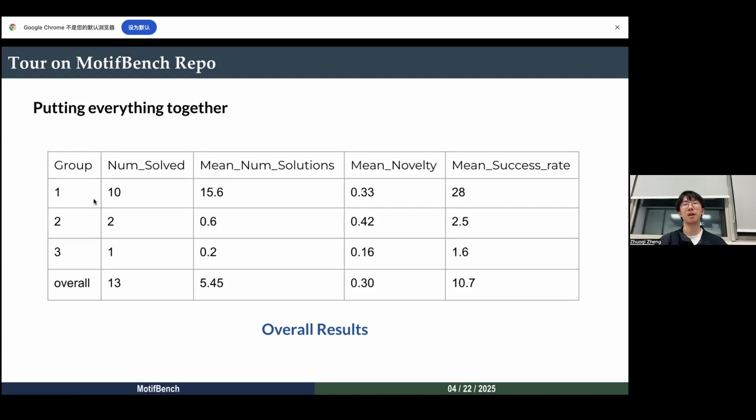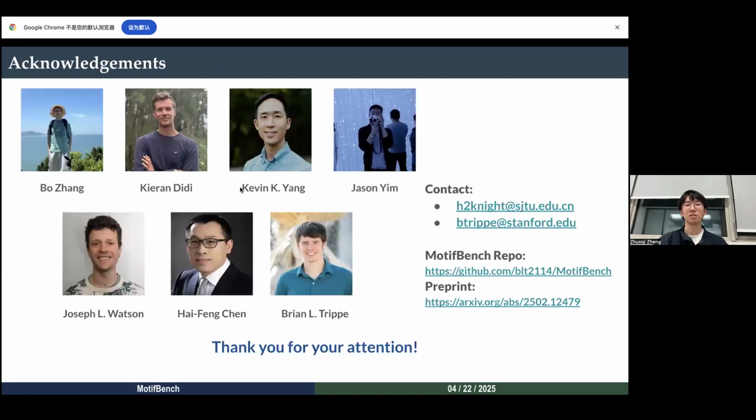So we hope that with this rather convenient suite for evaluation, the method developers can run their motif scaffolding evaluation with ease and devote more of their precious time to method development. Yes, so this is basically all the things we had today.